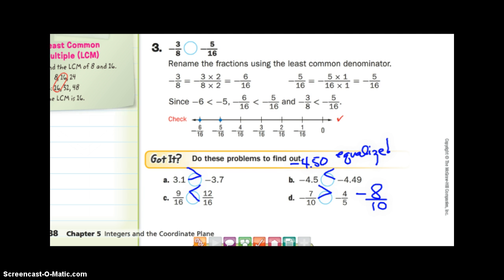It looks to me like 5 is less than 49, but you can't look at it that way. You have to equalize the digits after a decimal. So I rewrote negative 4.5 as negative 4.50. Now I can make a comparison. And then the last one, I need a common denominator. Negative 7/10 is greater than negative 8/10.